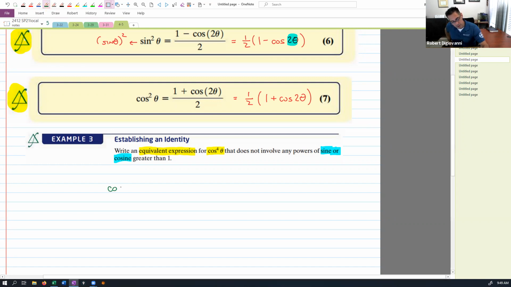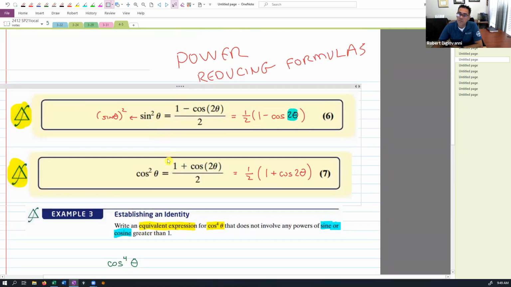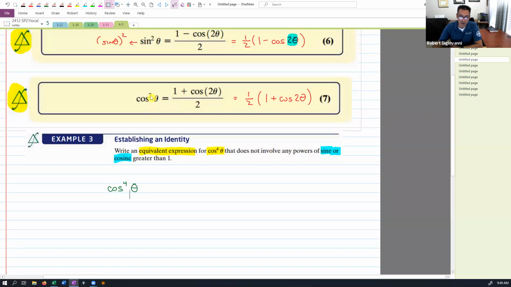So I'm going to write down cosine to the 4th theta. Now, do we have a formula for cosine to the 4th theta? No, we have a formula for cosine squared theta. So what you can do is you could write this as cosine squared theta, squared, couldn't you? I mean, that's what it means to raise something to the 4th power. It's like you square it and then square it again.